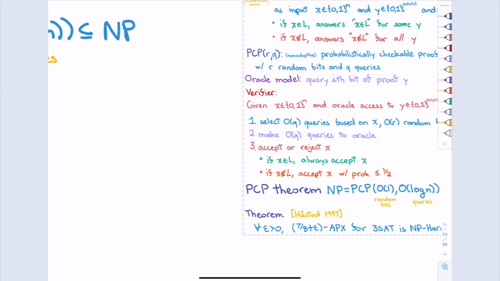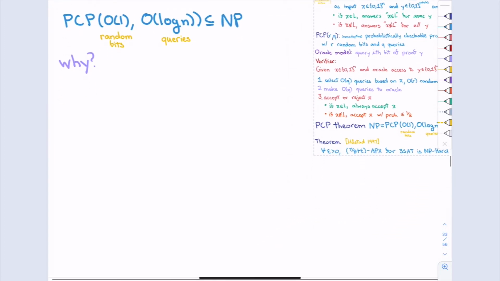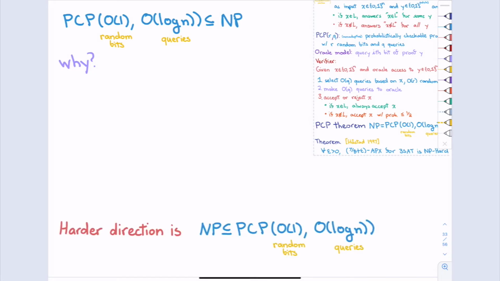All right, so it's so few queries, so few random bits that you can easily de-randomize in the laziest possible way. That's the main takeaway. Okay, good. And that also makes sure we roughly know the definitions.